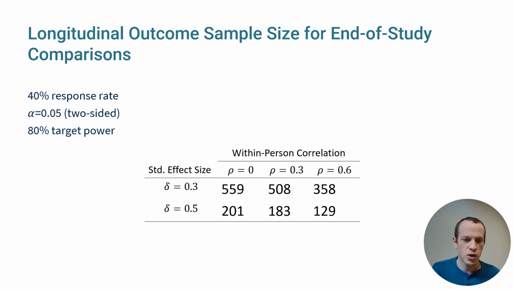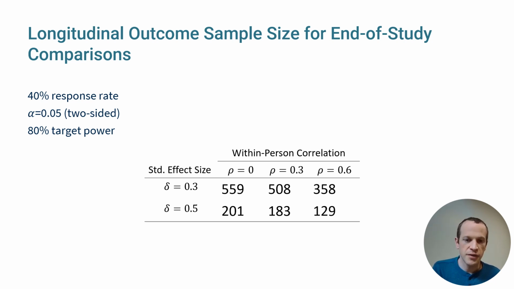Then this table works out what those sample sizes look like for different values of delta and rho. First we'll look at the case where rho is 0. In that case, you can see when we expect a small effect size, we need a relatively large number of participants, right? 559 versus 201 is a pretty sizable difference. And that trend continues throughout. For any value of rho, you don't need as many participants if you expect a large effect.